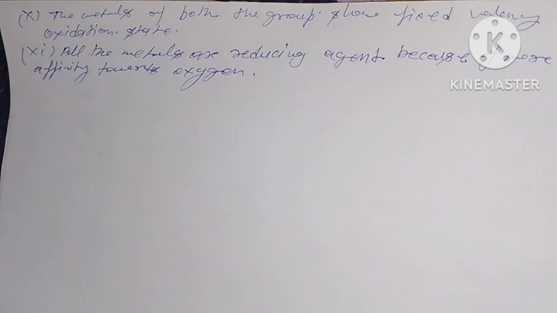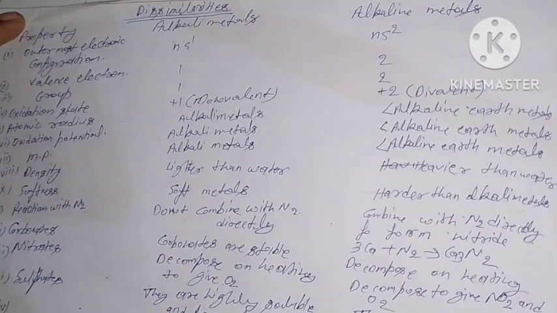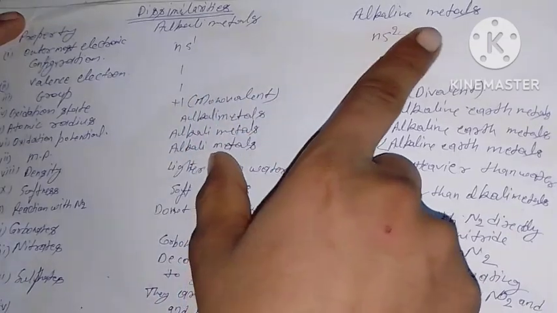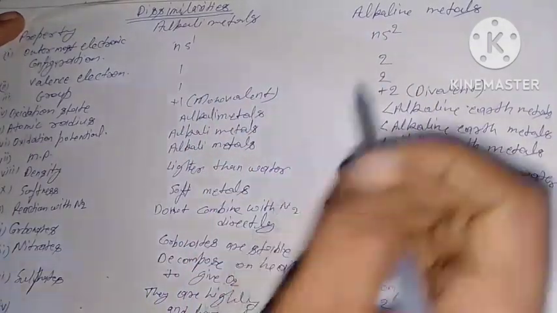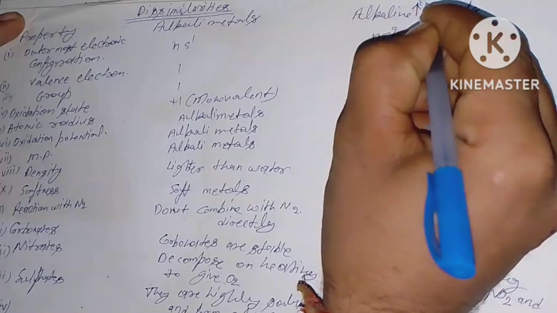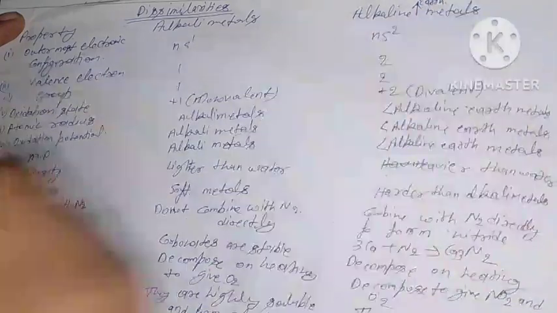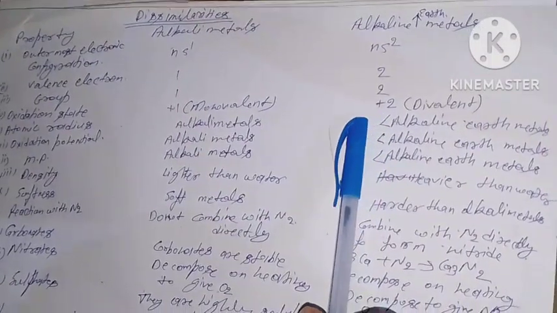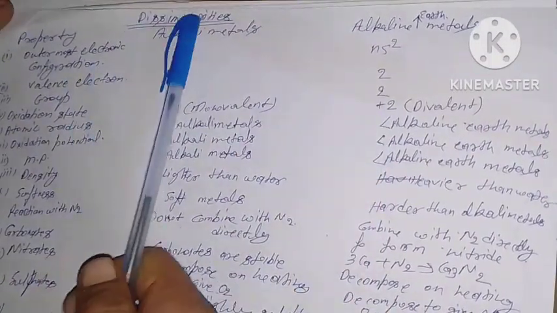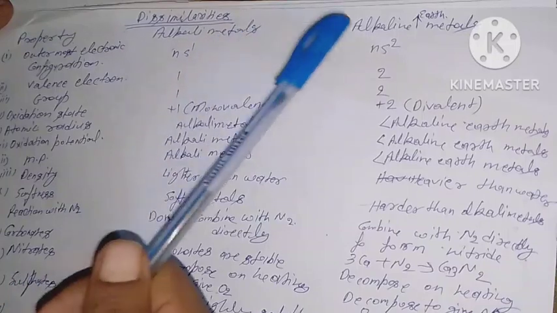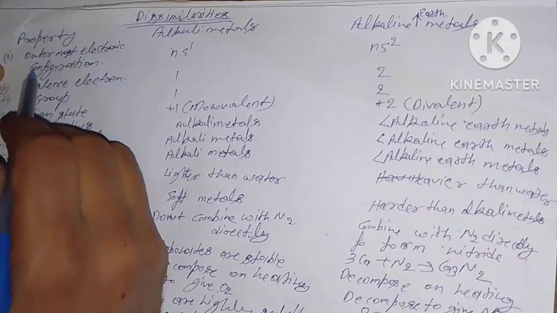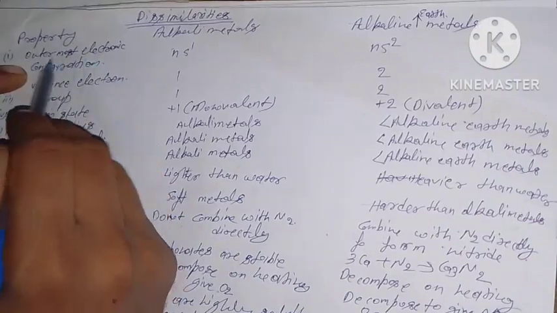Next, dissimilarities between alkali metals and alkaline earth metals. First, outermost electronic configuration.